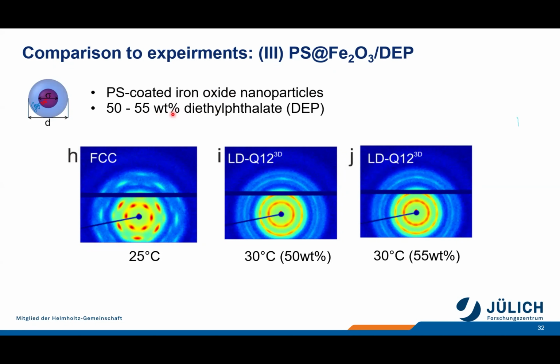We again go to a concentration, which in weight percent, because you have these high density iron oxide nanoparticles, is quite high. So 50 to 55 weight percent in diethylphthalate, you go from the disordered into the ordered phases. And sure enough, we increase the temperature and we go from the FCC phase to this LT Q12 phase with 12-fold rotational symmetry, at different concentrations even. So we're very sure we have these phases observed in experiments with very simple model systems, which are just block copolymers in water or just polymer-coated nanoparticles.